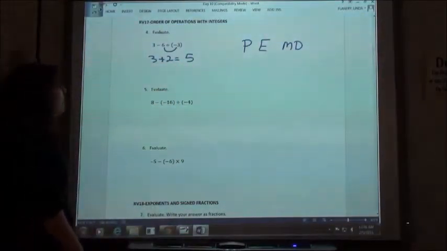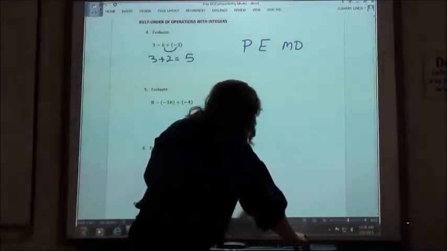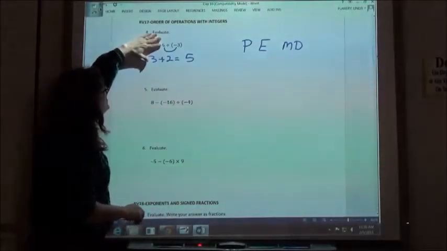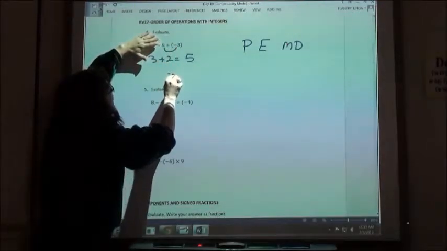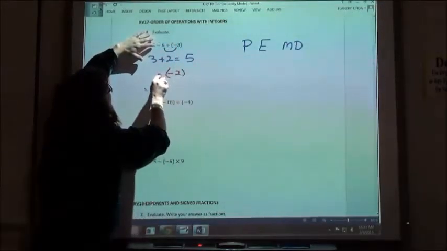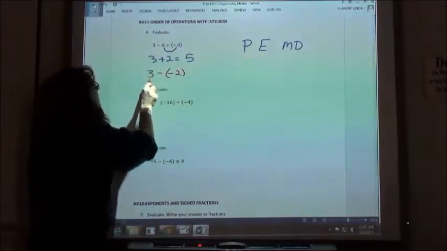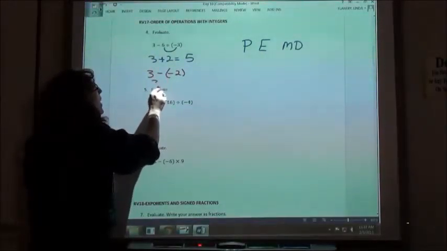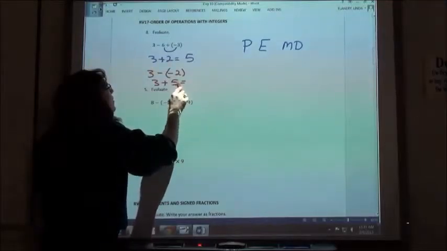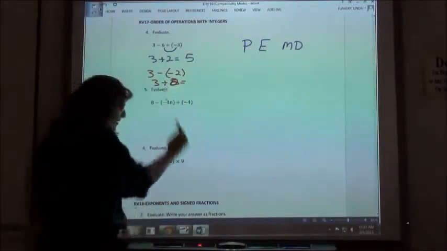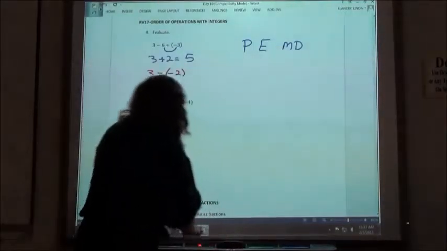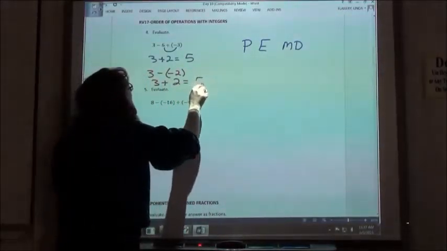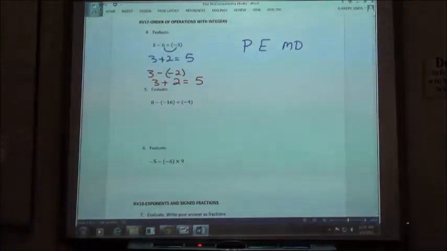However, some people think of it this way, that this negative is not with the 6, it's a subtraction. 6 divided by -3 is -2. I then had the negative in front of that. 3 minus a -2 gives me 3 plus 2, and 3 plus 2 is 5. So I get the same answer, I just have to be really careful with those signs.